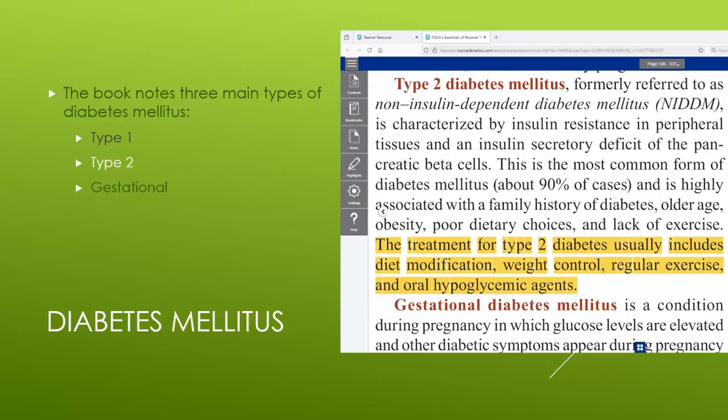Type 2 diabetes, on the other hand, non-insulin dependent diabetes mellitus, as it was once referred to, is 90% of the cases of people with diabetes. And it's usually associated with some family history of diabetes. It's older in age. People who suffer from obesity, maybe make poor dietary choices, and they lack exercise.